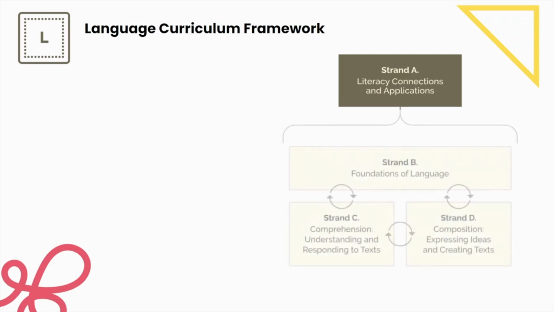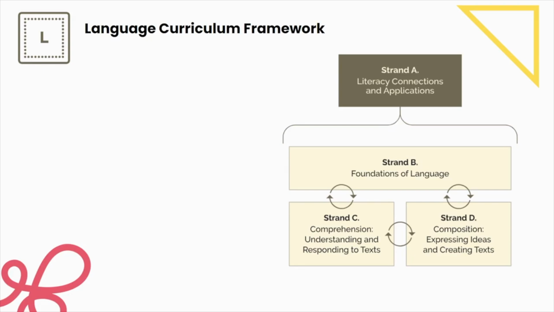Strand A is an overarching strand that focuses on literacy connections and applications that will enable students to transfer skills and draw on knowledge from each of the other strands, other subjects, and wider contexts. In strands B through D, students integrate Strand A expectations as they develop and apply their understanding of strand-specific concepts. This chart illustrates the relationship among all four strands of this curriculum.